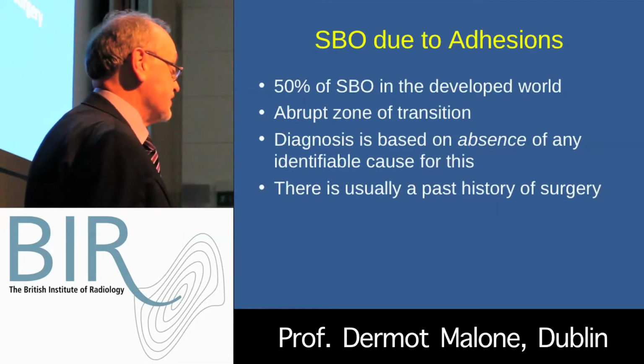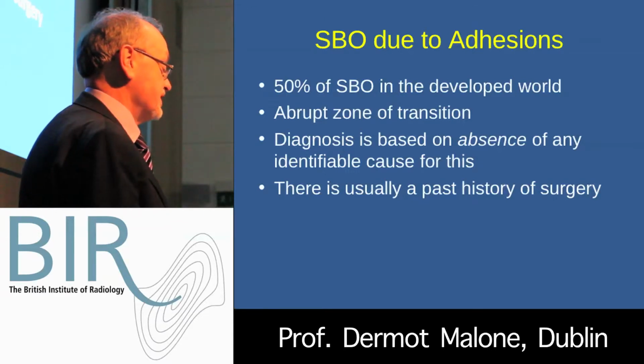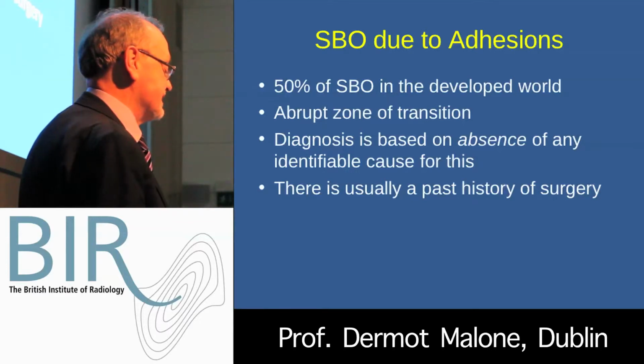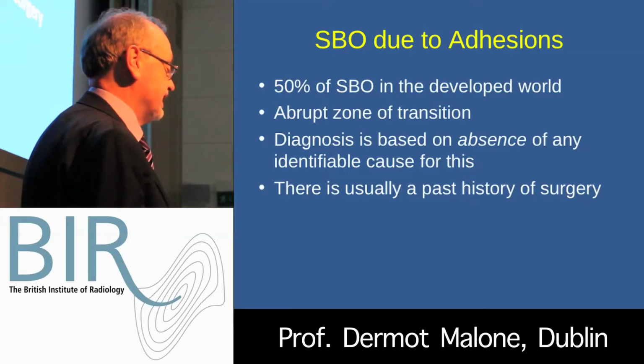Adhesions account for about half the cases of small bowel obstruction that we will see. Typically, there's an abrupt zone of transition. It may be a little less than abrupt, but the stacking or zigzagging of the small bowel in a zone of adhesions has been described. But the fundamental diagnosis of small bowel obstruction due to adhesions is based on the absence of any mass or identifiable cause at the zone of transition.